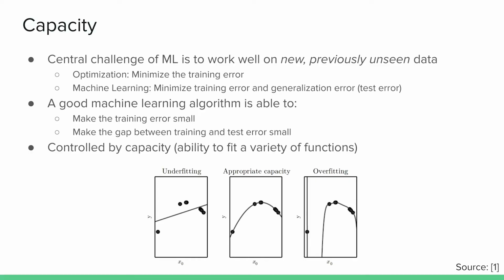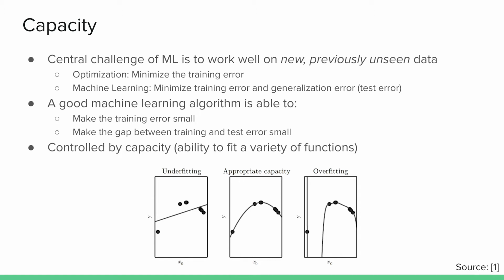Capacity is probably one of the most important terms when talking about machine learning, and it's because of the following. A central challenge of machine learning is to work well on new, previously unseen data. And how does it do this? Well, we've already talked about this. You have certain assumptions about your data that you're training and working on afterwards, and they have to have the same distribution, and you're trying to learn the distribution from the training set and then apply it to new unseen data. And in machine learning, we're talking about two things.